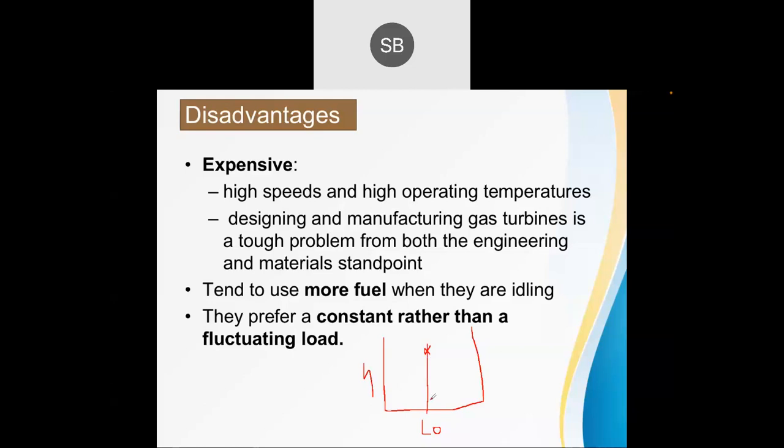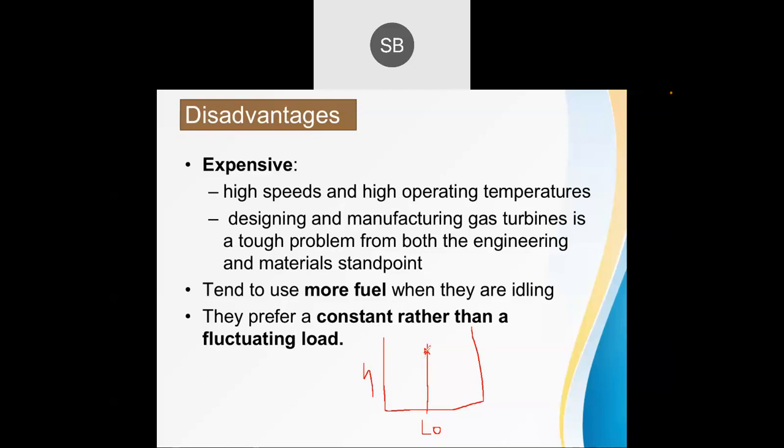But we achieve this efficiency only when it is running at the design load. Whenever we design an IC engine or a gas turbine, we consider some load, and for that load we design the turbine. When the turbine works at that particular load, it gives the highest efficiency, nearly 80 to 90%.